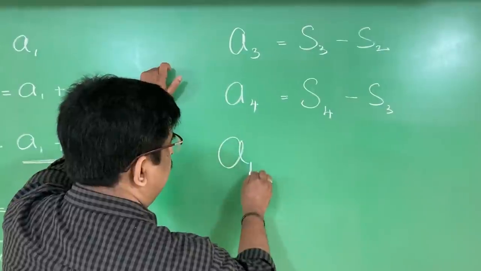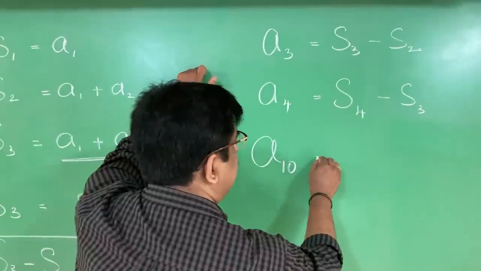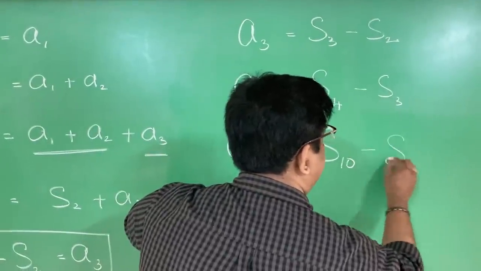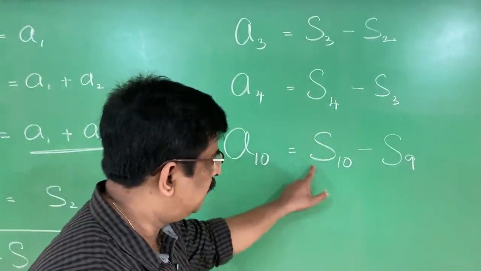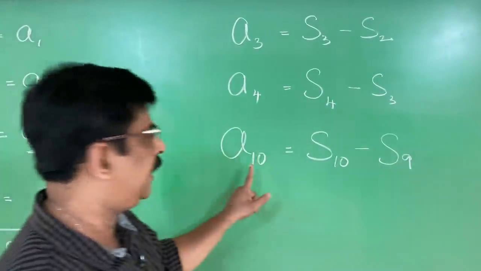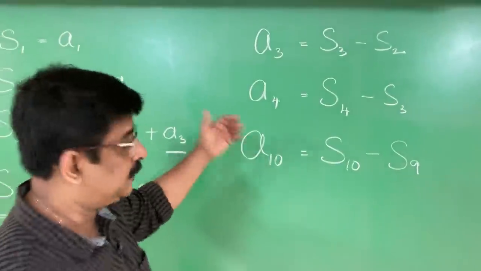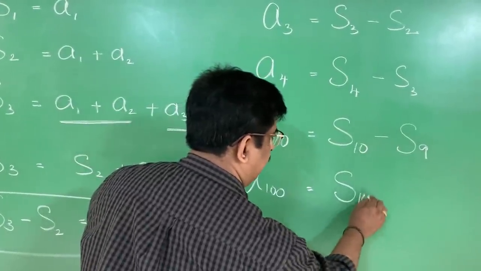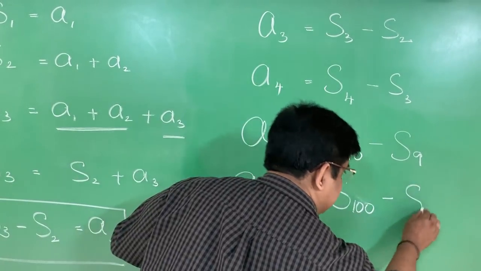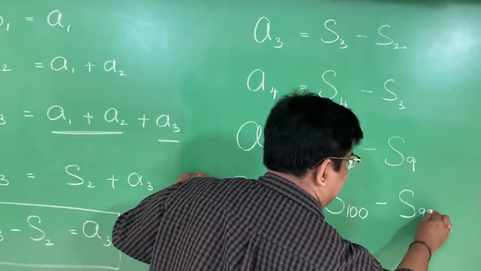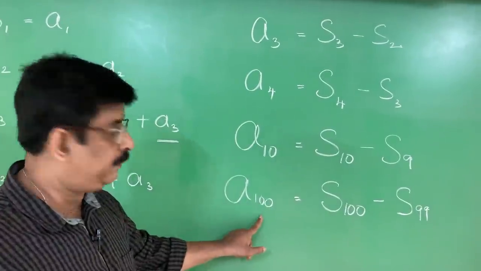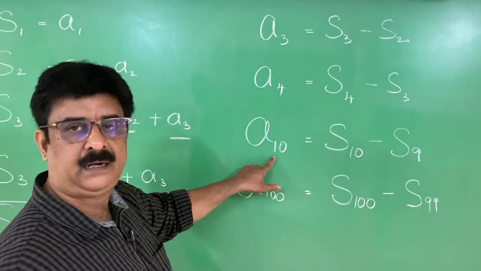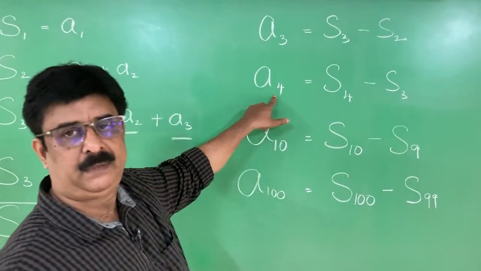Suppose the 10th term I want, A10. A10 means S10. First you find the sum of the first 10 terms. From that sum, subtract the sum of the 9 terms. From the sum of the 10 terms, if you subtract the sum of the 9 terms, you get the 10th term. Understood? Now tell me, suppose the 100th term you want. A100 is equal to, what you do? First you find the sum of the 100 terms, minus, from that sum, subtract the sum of the first 99 terms, then you get the 100th term, because 100 minus 99, which number is left? 100th number is left. 10 minus 9 means which number is left? 10th number. 4 minus 3 means 4th number is left.